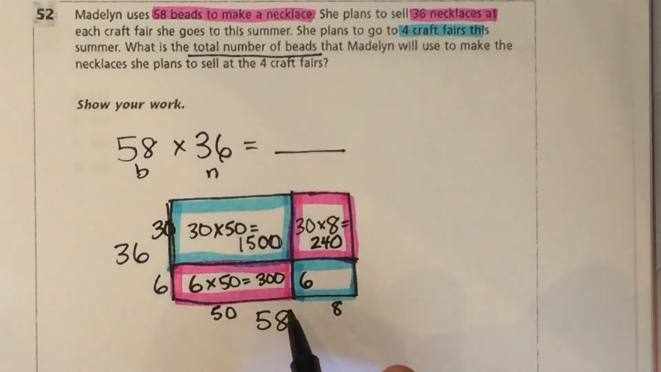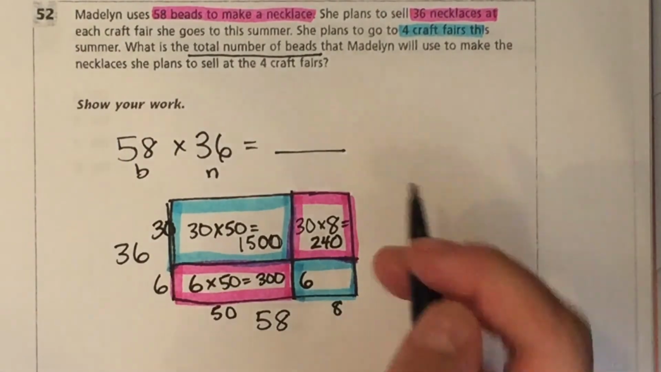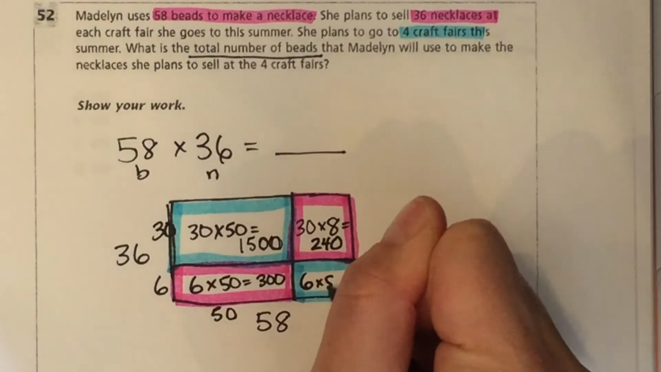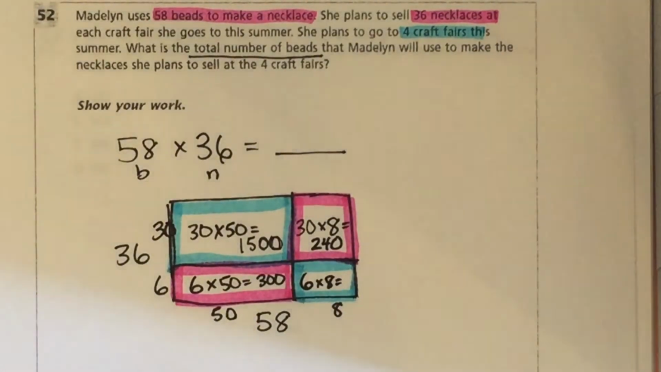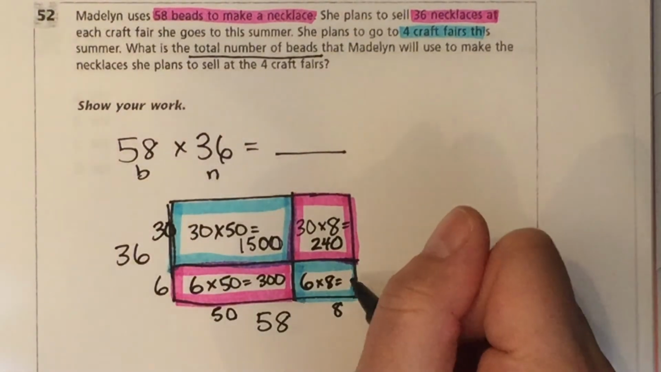And then trying to find out the dimension of the bottom part of this rectangle. It's right here, it's an 8. 6 by 8. 6 times 8 is, shout it out, go ahead. All right, 48.